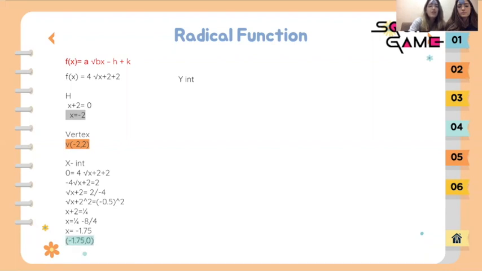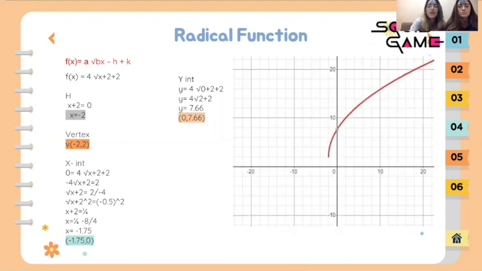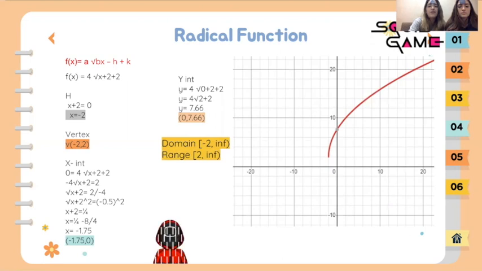X-intercept is (-1.75, 0). Y-intercept: we need to replace x with 0 and just solve the equation on the calculator. That will give us 7.66. Y-intercept is (0, 7.66). Then we just plot the intercepts on the graph. The domain will be -2 inclusive, infinity, and range 2 inclusive, infinity.